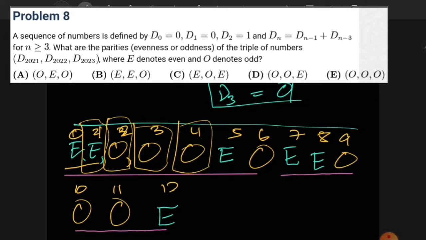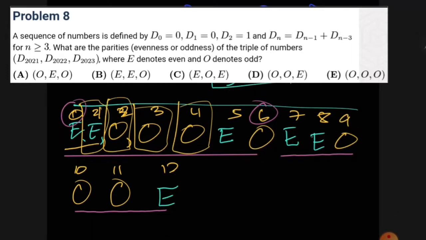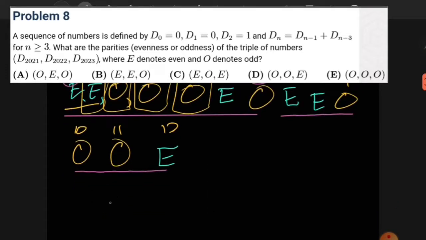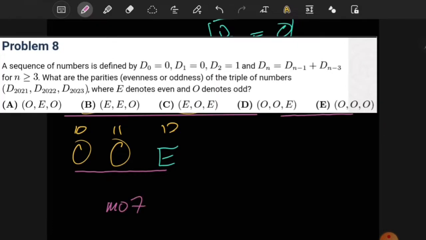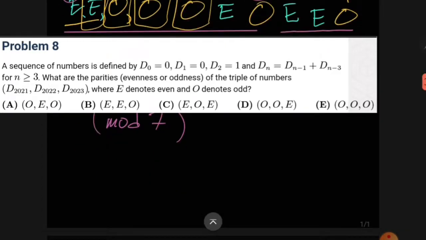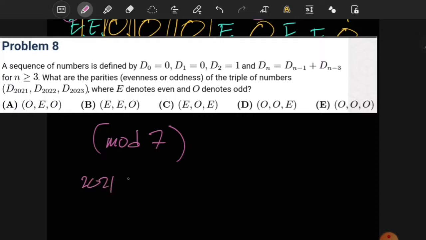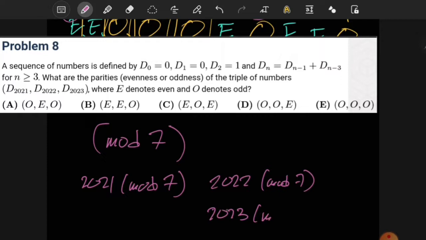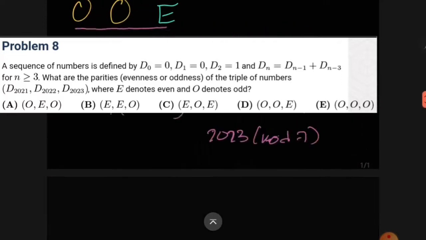Let's say from 0 to 6. So I'm going to count: 1, 2, 3, 4, 5, 6, 7. So it means we have mod 7. I'm going to evaluate 2021 mod 7, and 2022 as well, and 2023 mod 7. So let us find the remainders.